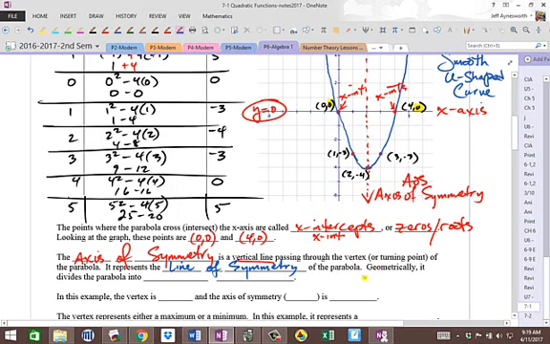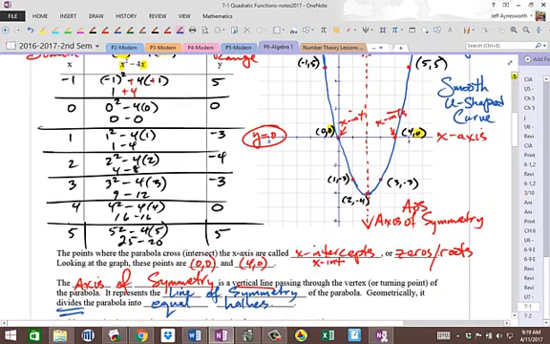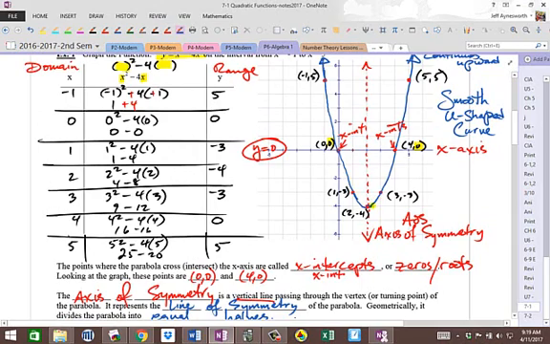of the parabola. Geometrically, it divides the parabola into equal halves. So what do I mean? I mean that the left half of the parabola is symmetrical to the right half. You can see the symmetry if I just do a little shading here. Here's the right half of the parabola, and I'm not talking about the interior of the parabola, but just the right half here.